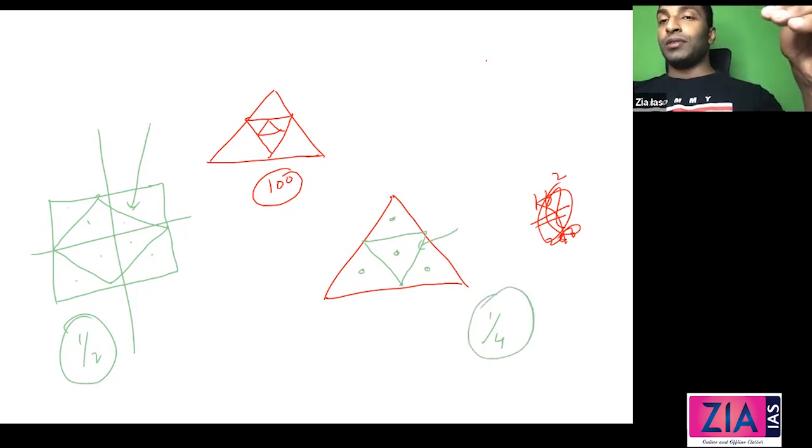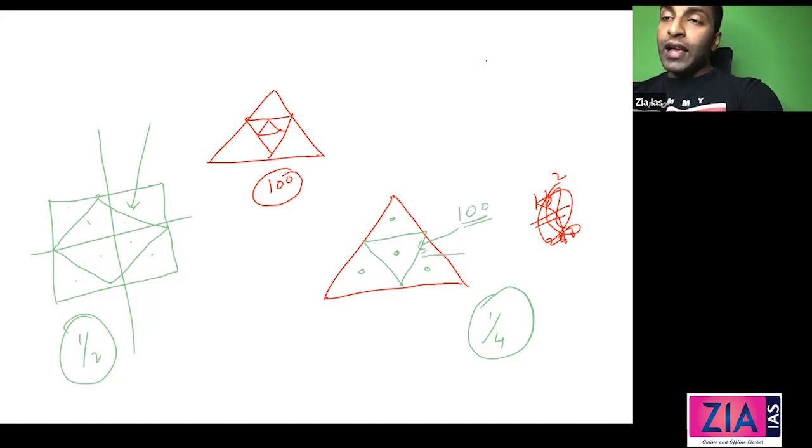Never forget these two tips. This is something you will be able to use directly, and you will be able to solve a lot of questions. So 1 by 4, that means if this area is 100, what will be this area? That will be 25. I hope you got the logic.